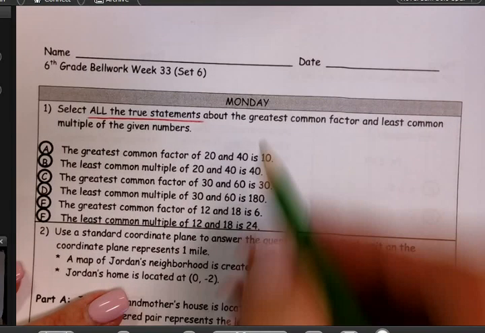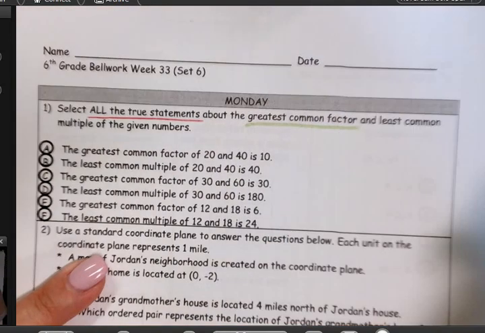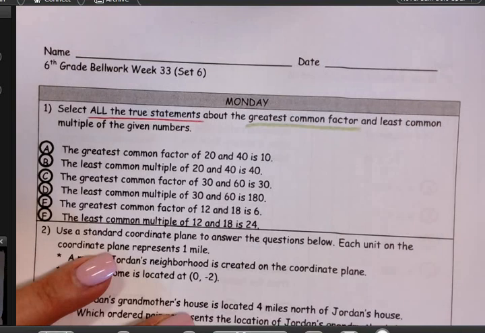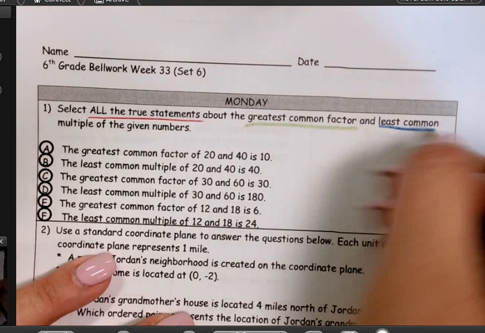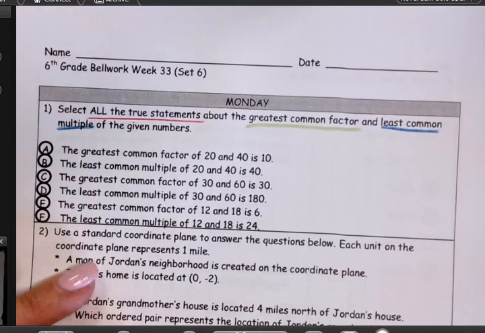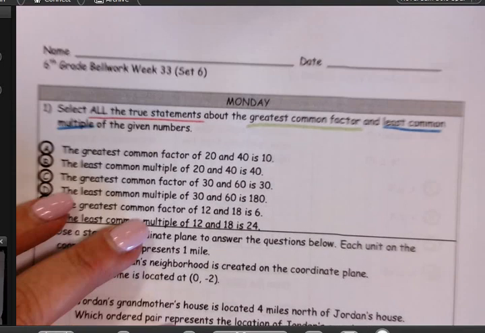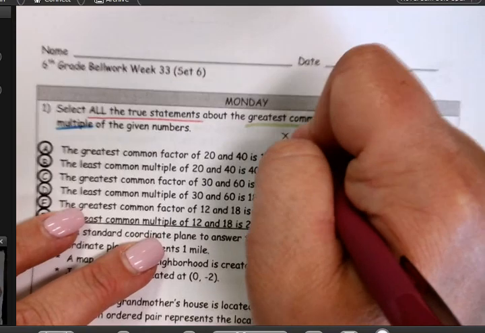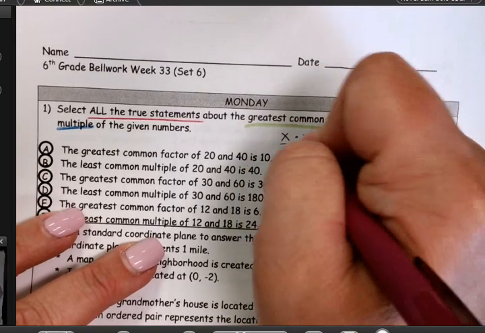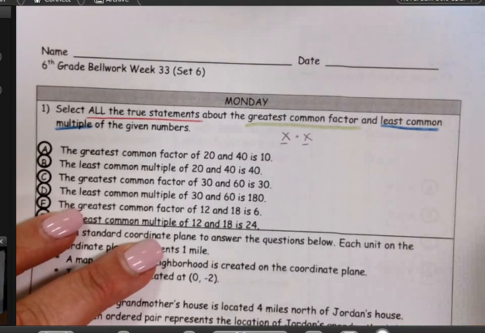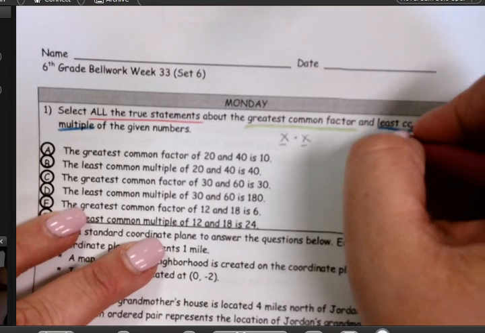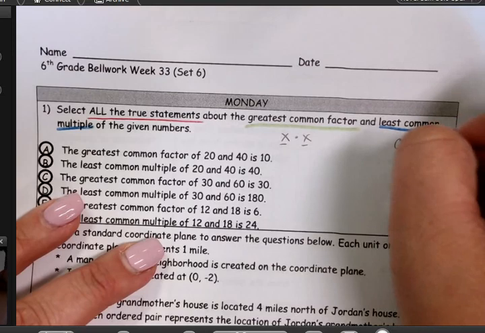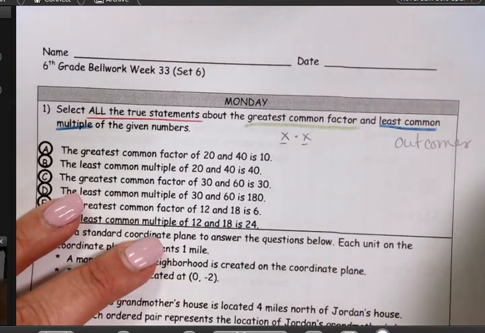And one is about the greatest common factor, and the other one is about the least common multiple, right? So I know that the factor is x times x. It's those two numbers that make up a multiple, right? And the multiple, these are the outcomes, right? These are the end results, okay?